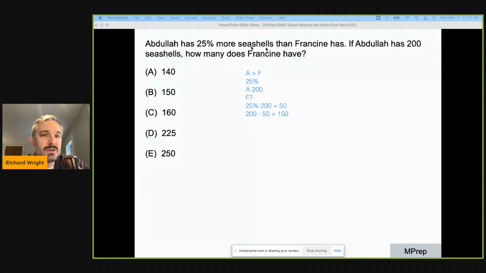So let's talk about the equation that you get from this first sentence. We'll call the number of seashells that Abdullah has A. Has is just an equals sign. 25% more than, there's a few different ways you could write that. 1.25 is one, 125% is another. Just to highlight what's going on here, 25% is the difference between the two, but because of the more than, you have to include the original amount, which is why you have the 100%.